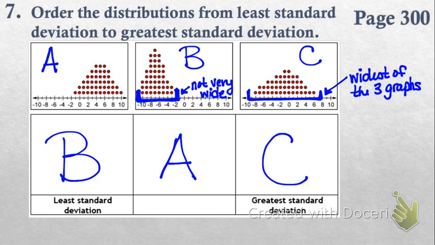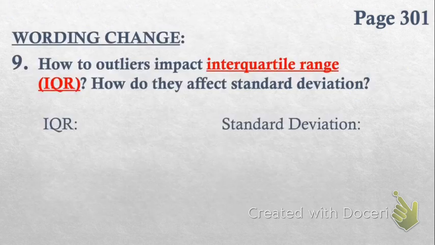All right. Go ahead and flip the page for me. We're going to change the wording just a little bit up at the top. What's on your page is how do outliers impact the mean absolute deviation. We have not talked about that, and we're not going to. I want you to change that to interquartile range. So where it says mean absolute deviation, cross that out and write interquartile range. That's the only thing that we need to change about this question.